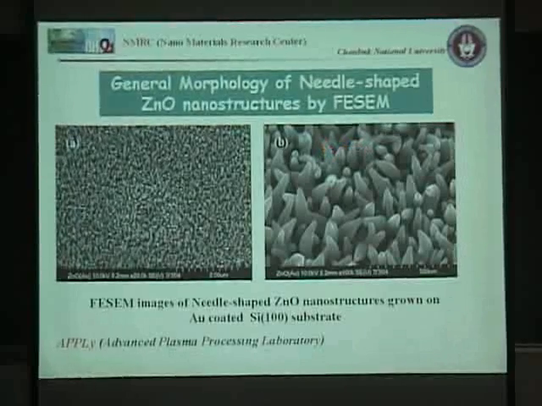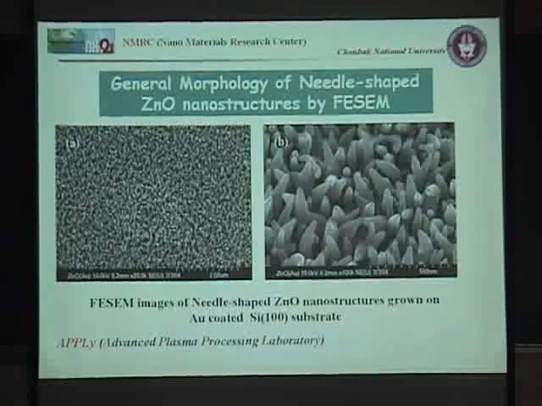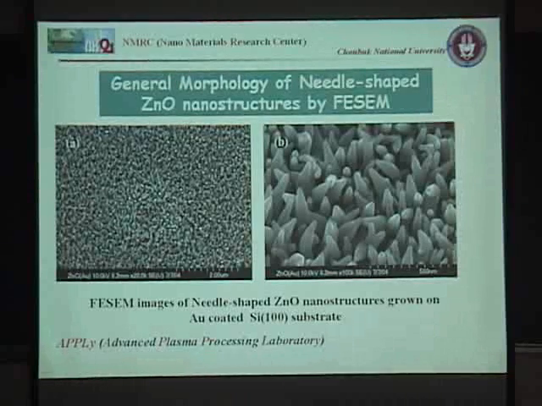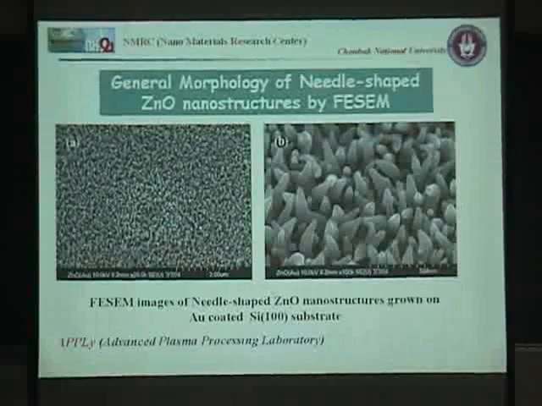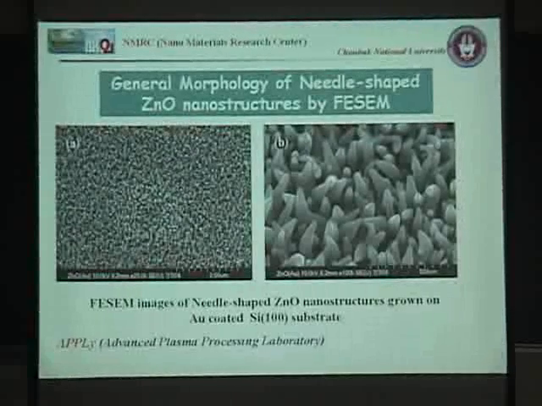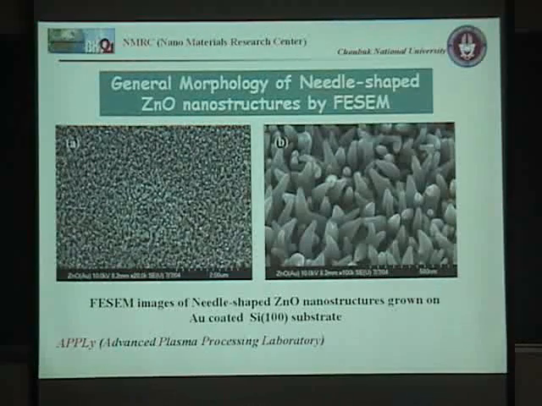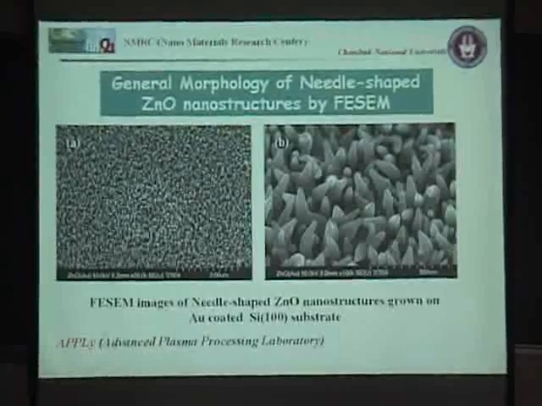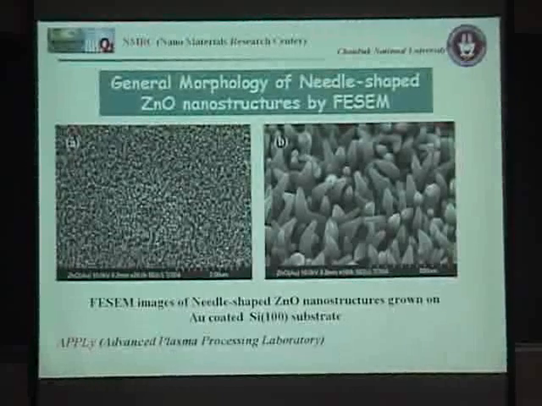The length of these structures is about 300 to 400 nanometer, while their diameter is about 50 to 60 nanometer. These structures are grown on the gold-coated silicon 100 substrate, while the flower-shaped structures are grown without catalyst.